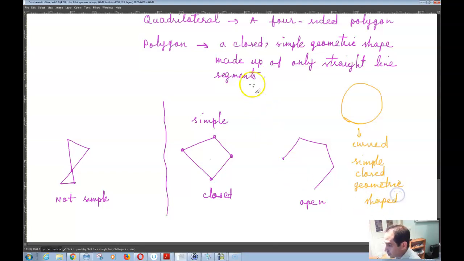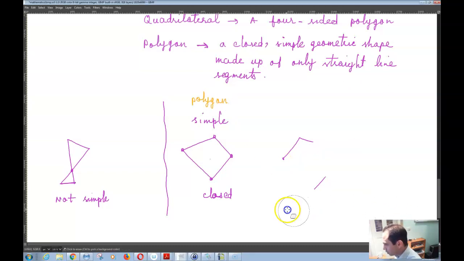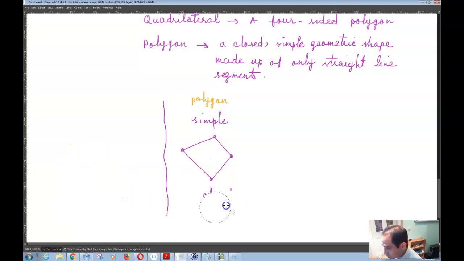So this geometric shape, you could say that it's made up of a curved line segment or something like that. But the polygon is supposed to be closed, it's supposed to be simple, and it's supposed to be made up of only straight line segments. Assuming that these are completely straight line segments, this geometric shape is called a polygon. Of course I didn't mean to talk about geometry here, but now that we are, let's do it right.